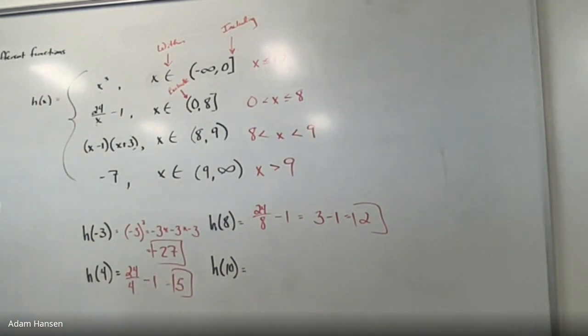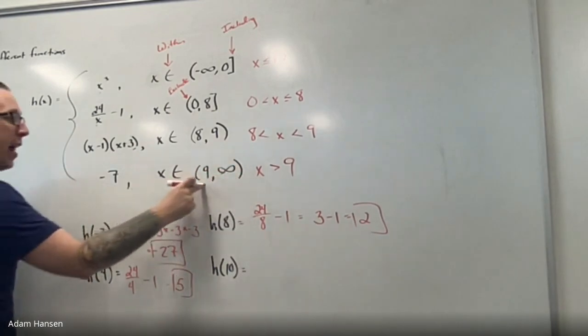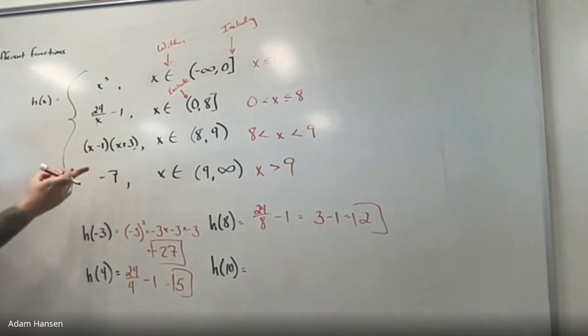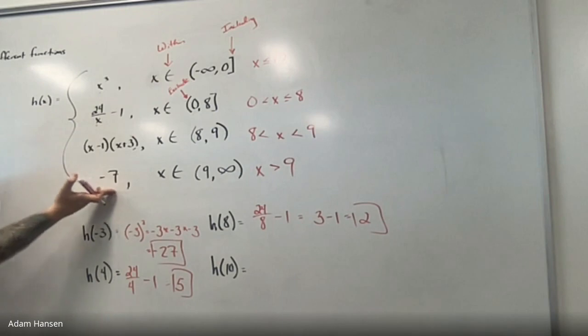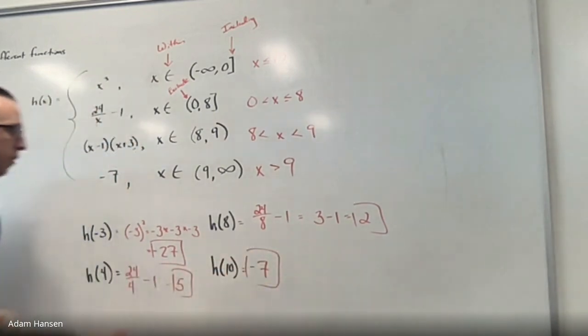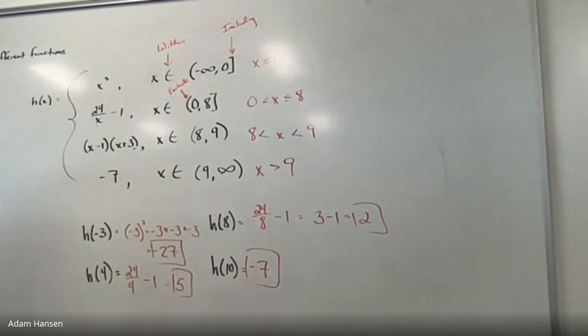The next one's a little bit tricky because we have to use the bottom row. 10 is within the interval 9 to infinity. For any x value within 9 to infinity, our function's always equal to -7. That's kind of different because there's nothing to plug x into, right? It's just, here's your answer, you're done. This is -7. That's it. For any x value from 9 to infinity, our function returns a value of -7 always.